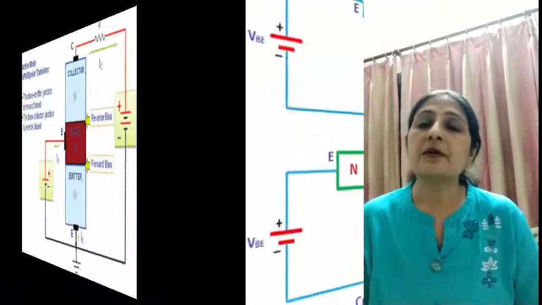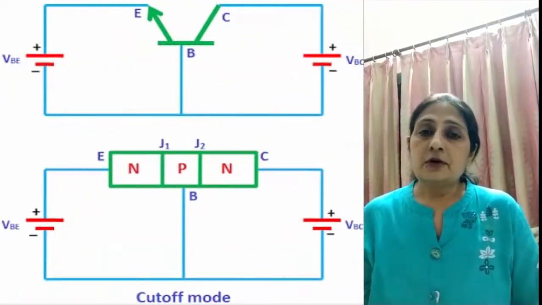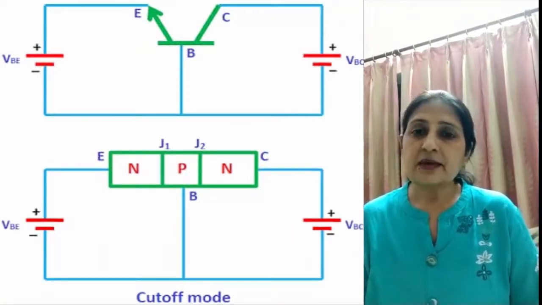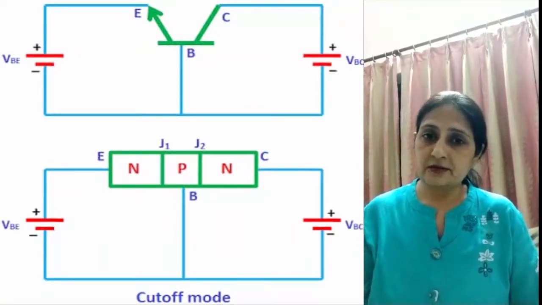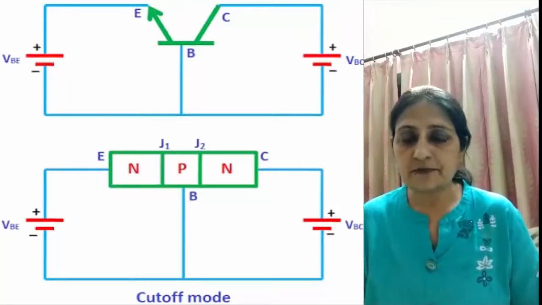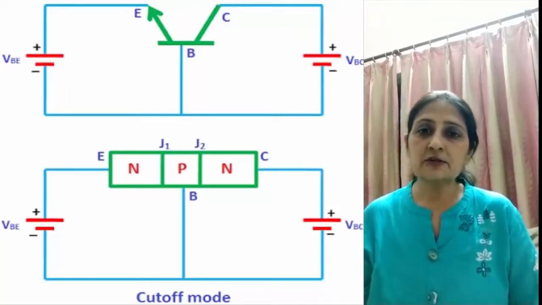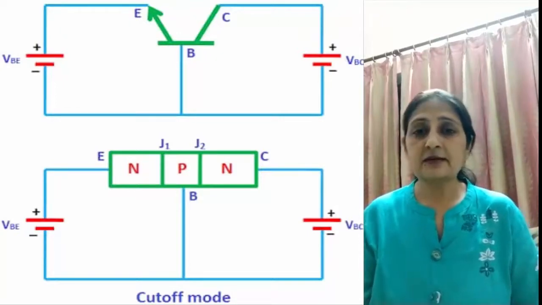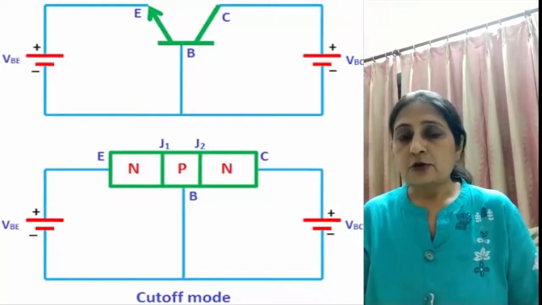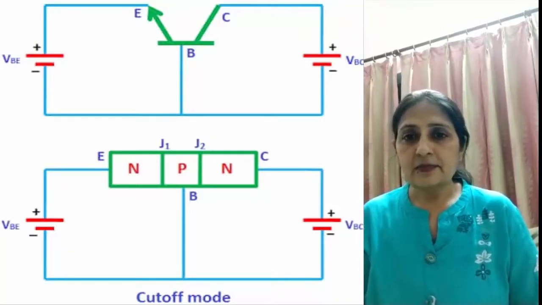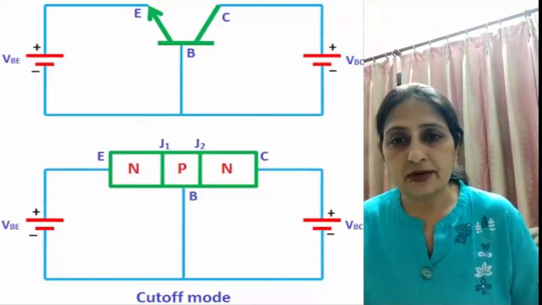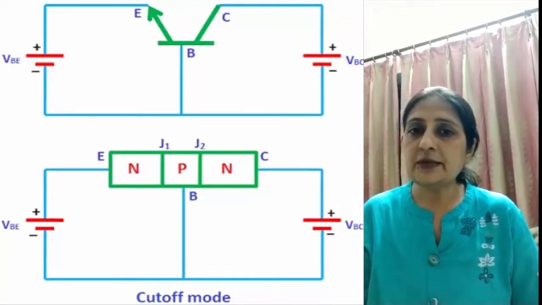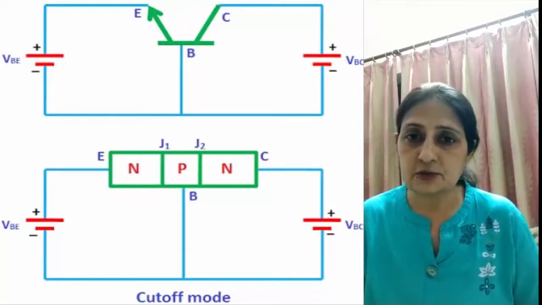If your emitter base junction is reverse biased and collector base junction is again reverse biased, it is the cutoff region. If emitter base junction is forward biased and collector base junction is again forward biased, it is the saturation region. In the active region, the transistor behaves as an amplifier, while in the saturation region and cutoff region, it functions like a switch.